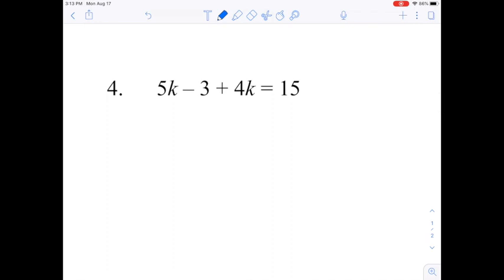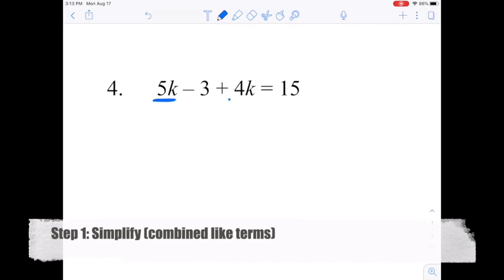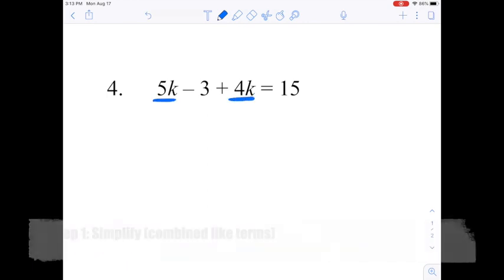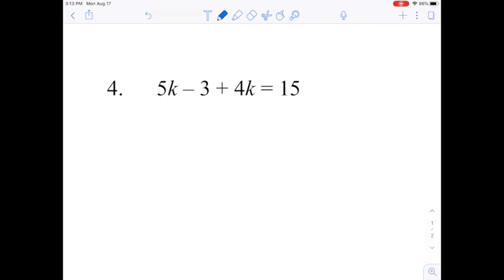In number 4, we are being asked to solve, but this side is kind of messy. This 5k minus 3 plus 4k. So we want to start by simplifying. If I see any like terms that I can combine, I'm going to do that first. So I can put together 5k and 4k to get 9k minus 3 equals 15.